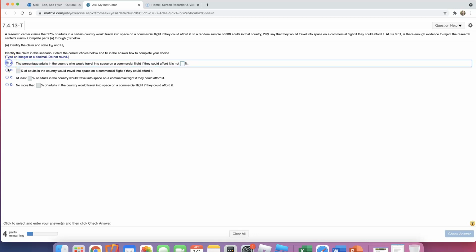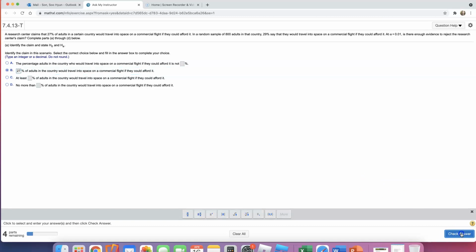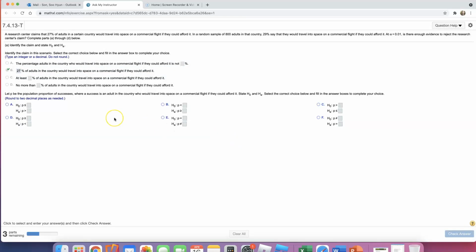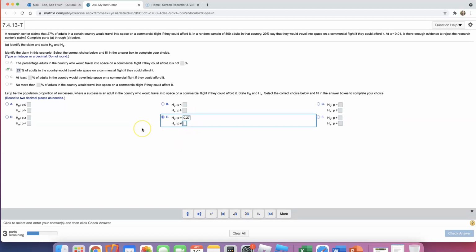So what's being claimed over here? They are claiming that 27% of adults in the country would travel into space on a commercial flight. So wordy, but that's what they are claiming, right? They are saying it is 27%. So the claim is equal to 27%, and that's going to be my null hypothesis. So I'm going to say that the proportion that we are trying to estimate, p, is equal to 0.27.